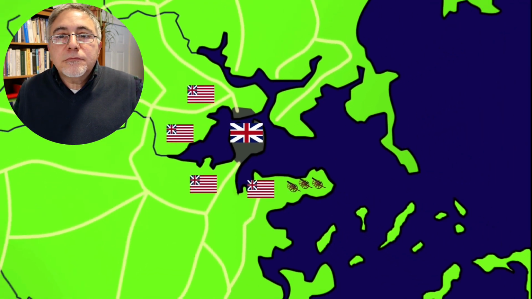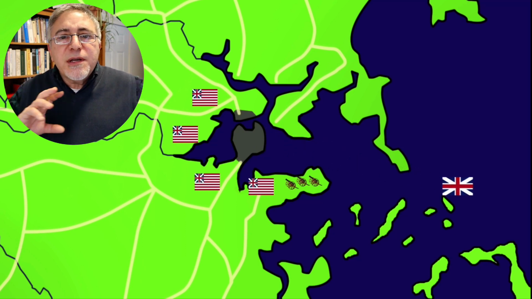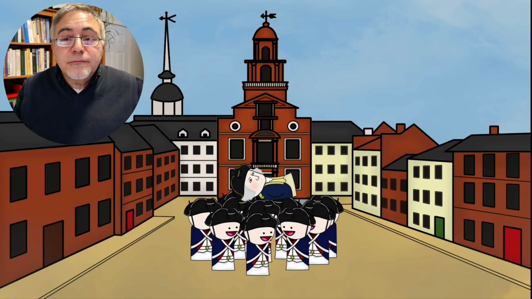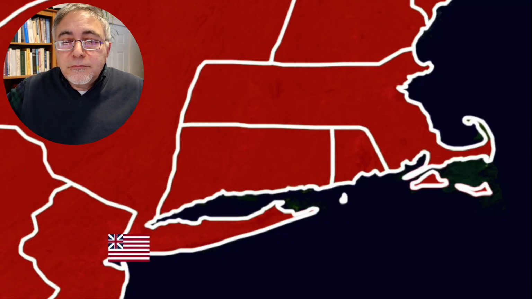120 ships carried 9,000 redcoats and 2,000 loyalists away to an unknown fate, and Washington had his first victory of the war. It wasn't really an unknown fate. They went to Nova Scotia and regrouped, and then they attacked New York City 5 months later. Washington then moved his army to New York, knowing that when the British returned, they would probably land there.